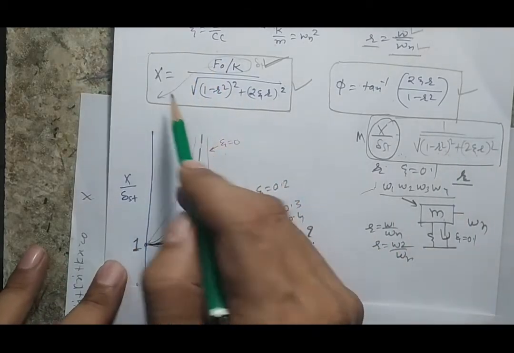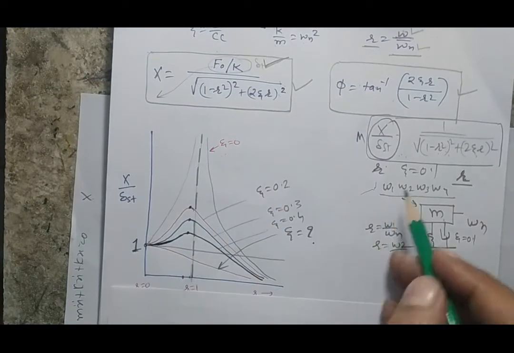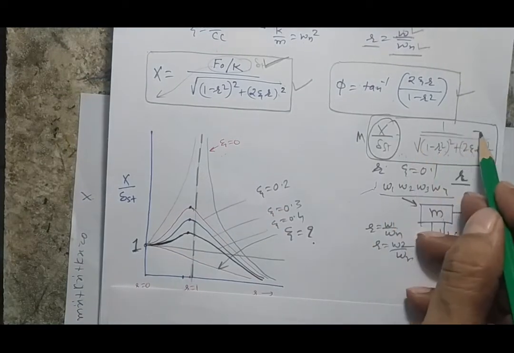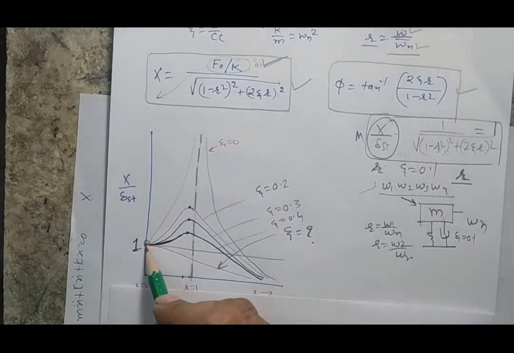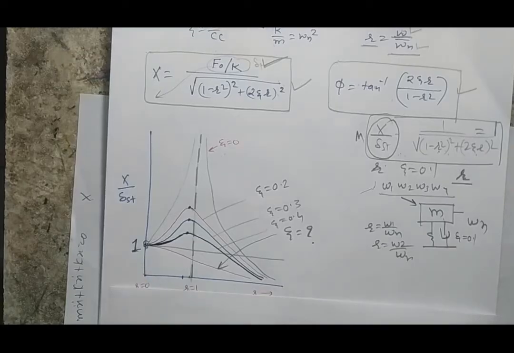This part will come here for this graph. So when r will be 0, this term will equal to 1. So every graph will start from 1. This is one important observation which is generally asked in competitive examinations.